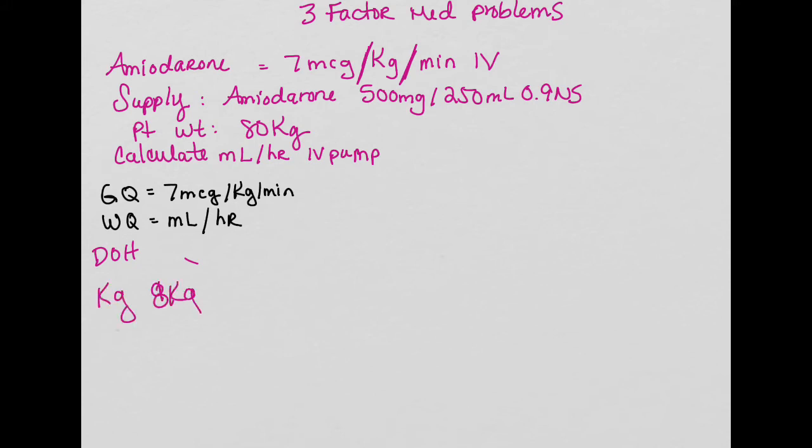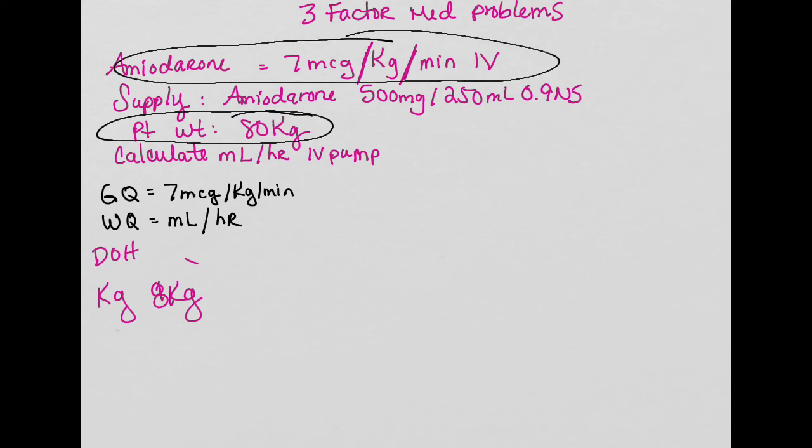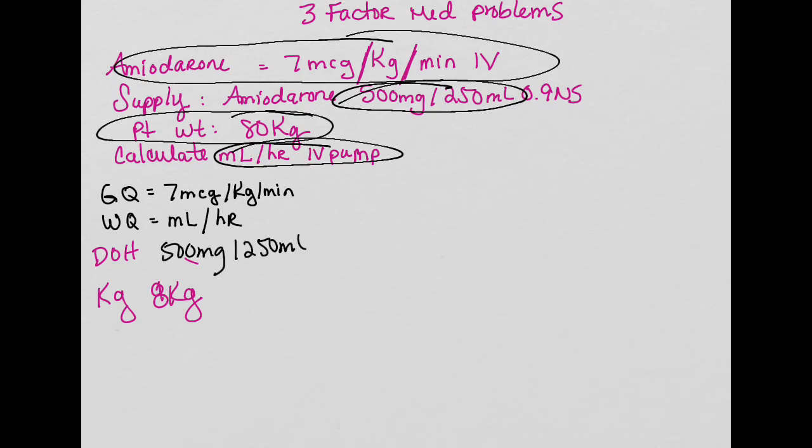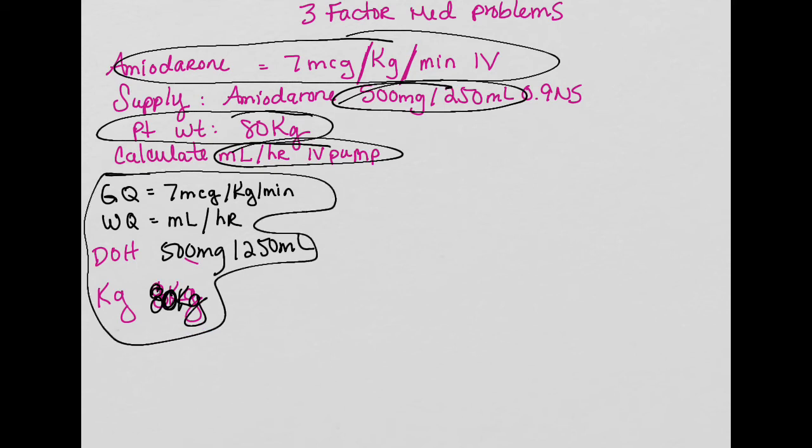So I'm trying to get as much information, and I'm switching between inks. We have 80 kilograms. We've gotten this taken care of. And mLs per hour we're looking at, right? And what's the dose on hand? 500 milligrams in 250 mLs. So it just helps me extract the information I need, for those of you that like to have things extracted and looked a little bit nicer, even though my handwriting's a mess.